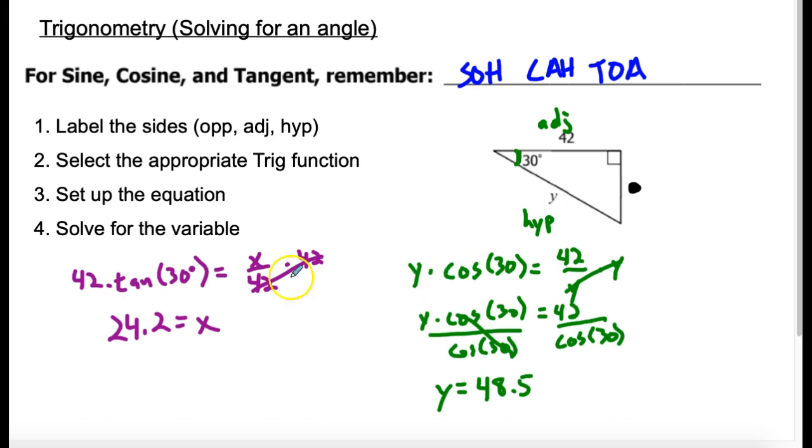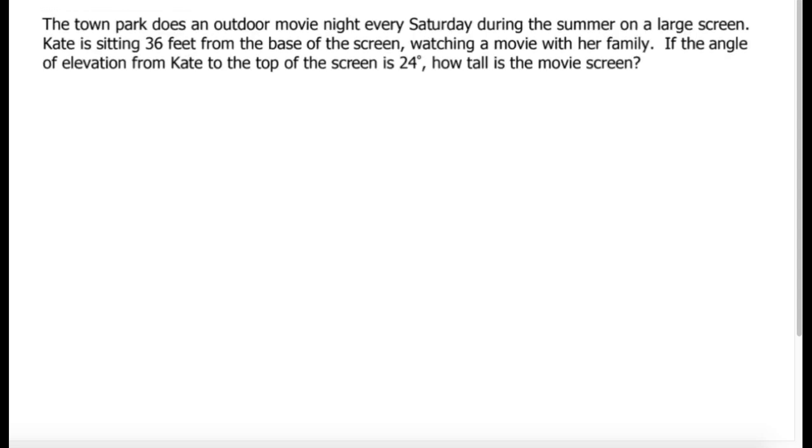All right. Now, the final thing that we're going to look at in this review is a couple of story problems. So in this, let's start by drawing a right triangle. I know that this is going to be able to be modeled with a right triangle. So it says, the town park does an outdoor movie night every Saturday. Kate is sitting 36 feet from the base of the screen. So if Kate's here and the screen is here, she is sitting 36 feet away.